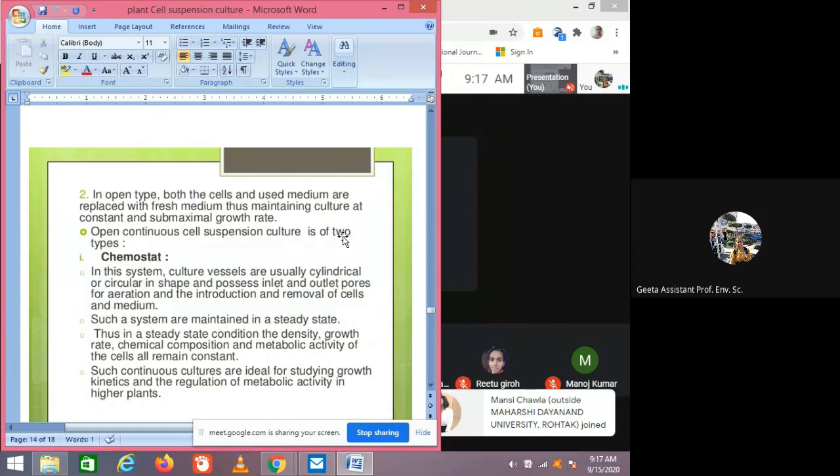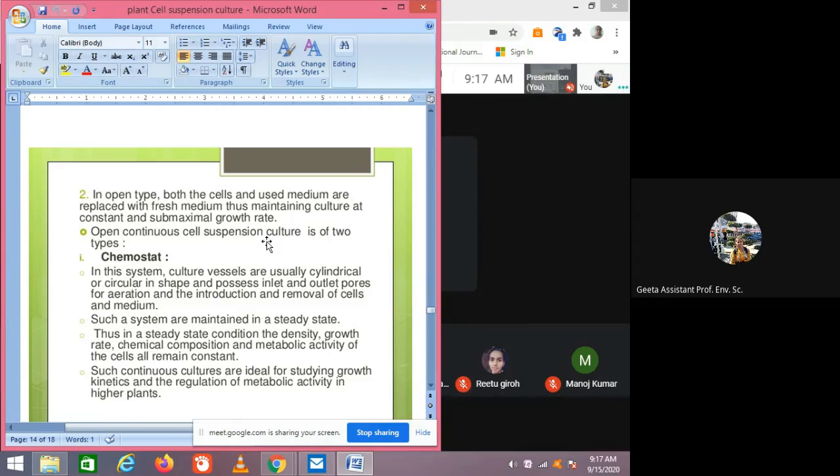Second one is the open system. In this system, both the cells and the used media are replaced with fresh media, thus maintaining the culture at constant and sub-maximal growth rate. In the open system, both the cells and the used media are replaced with fresh media. We are not adding the cells. हम सेल को दोबारा से ऐड नहीं करते हैं इसमें. तो देयर इज ए मेंटेनिंग कल्चर एट ए कांस्टेंट एंड सब मैक्सिमम ग्रोथ रेट. इट मींस जितनी भी सेल्स होंगी सारे के सारे उनकी जो ग्रोथ रेट है वो एक ही स्टेज पे मिलेगी.